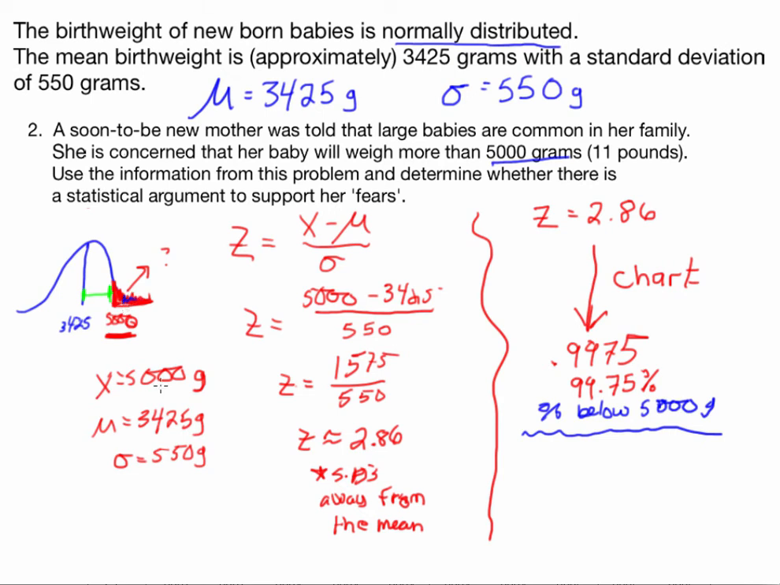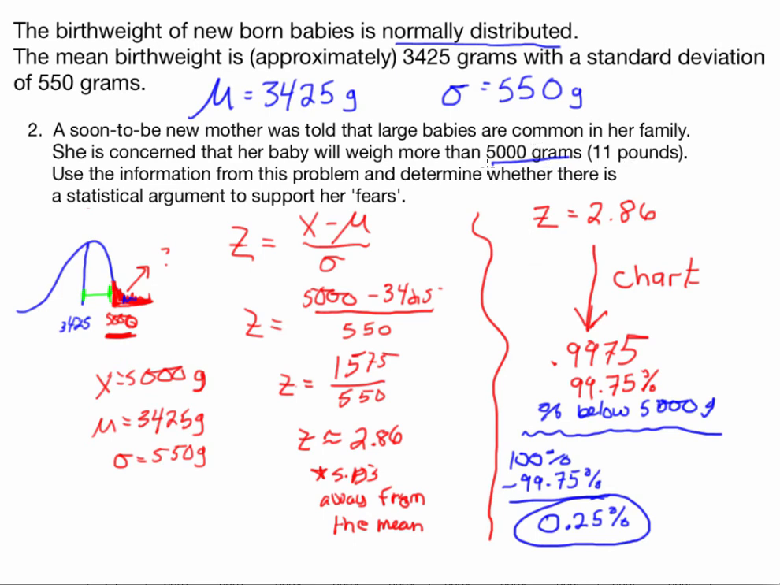So if 99.75 lies to the left, what I can do is take 100% and subtract 99.75%, and what I will get is that area to the right. And what you would get is 0.25%. That is the percentage above 5,000. That's the percent of babies weighing more than 11 pounds in this case.